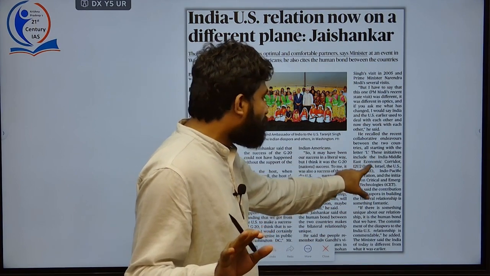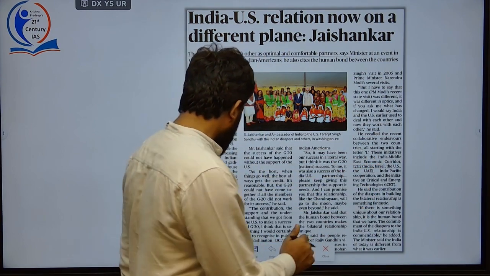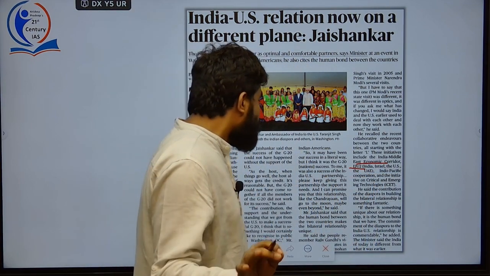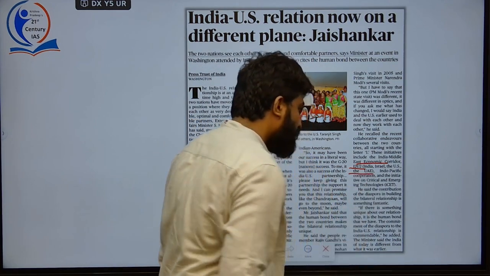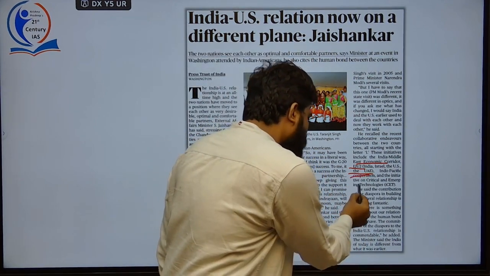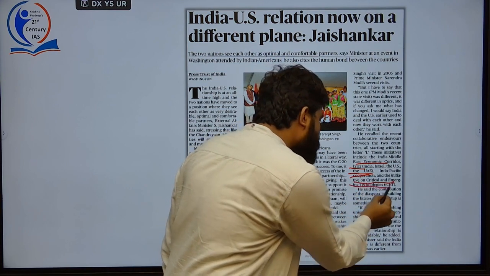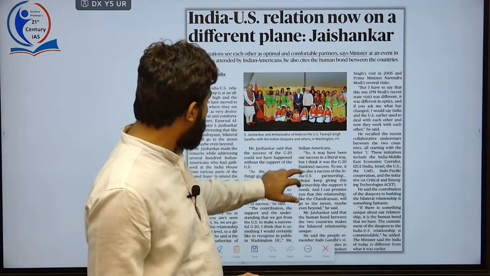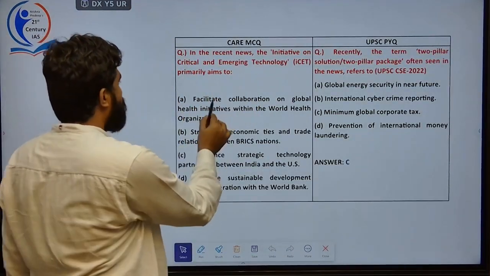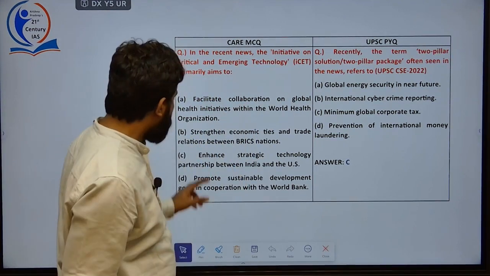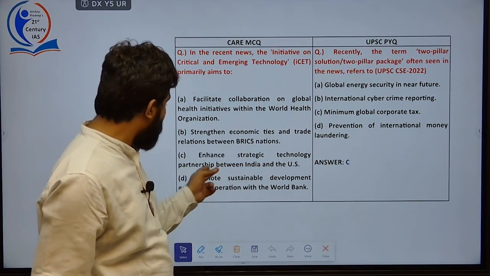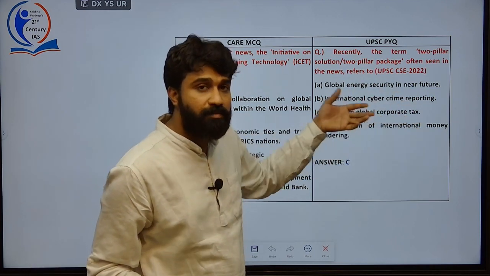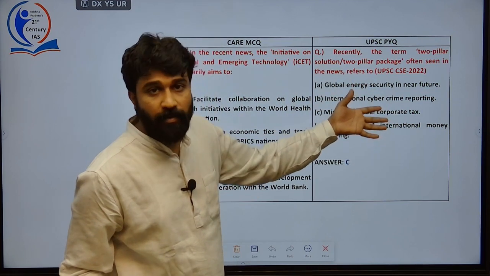Those are the India Middle East Academic Corridor, I2U2, that is India, Israel, the US and UAE, United Arab Emirates, and next, Indo-Pacific cooperation, and the initiative on critical and emerging technologies. Now, we have asked a question about it, you please go through it. In the recent news, the initiative on critical and emerging technologies was asked, that is about enhancing strategic technology partnership between India and USA. Such similar questions are coming based on the newspapers only.